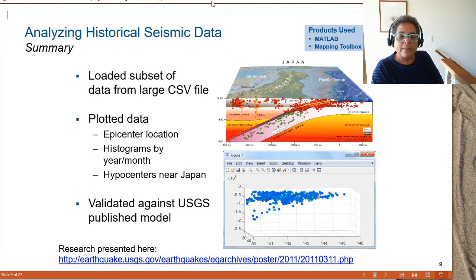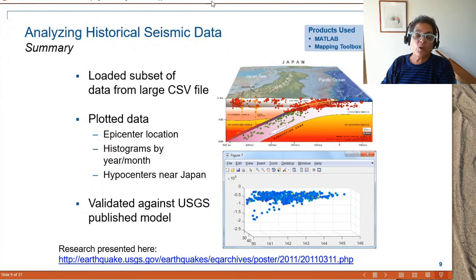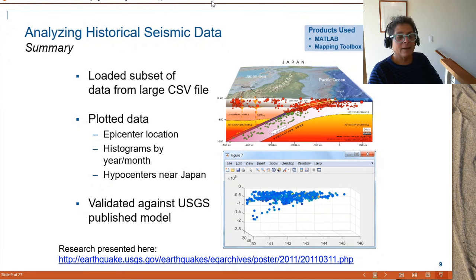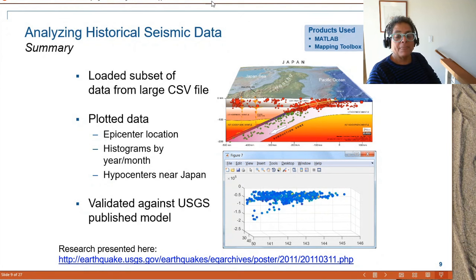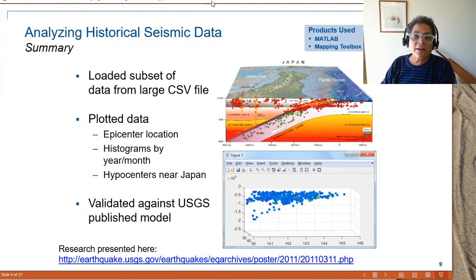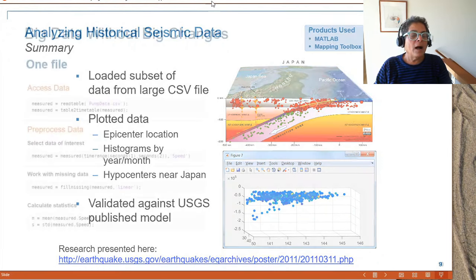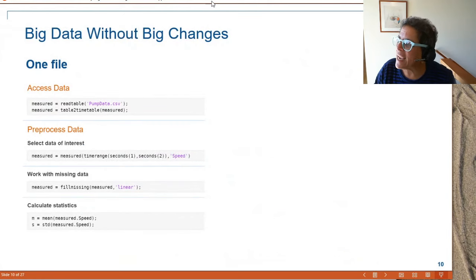And from those data, we were able to plot the epicenters and do some exploration by looking at histograms by year and by month. We were able to look at the data very near Japan. And finally, we were able to validate this data compared to data that had been published in the research article listed there. I was using MATLAB and the Mapping Toolbox, although remember, I was not using the web map this time to help me out. I want to talk a little bit more about the big data because what I did there might have felt a little bit mysterious.